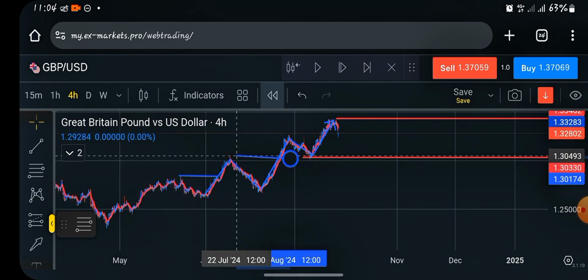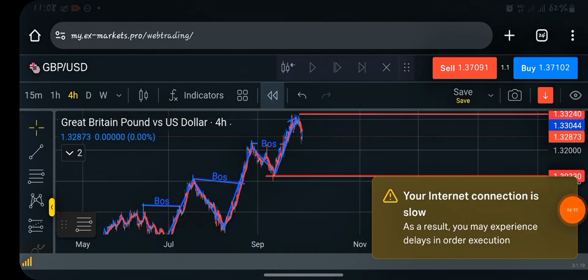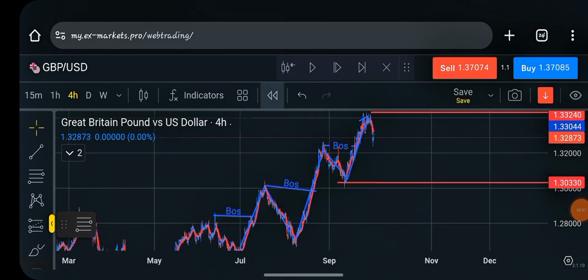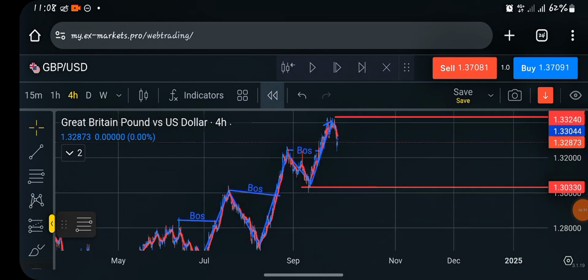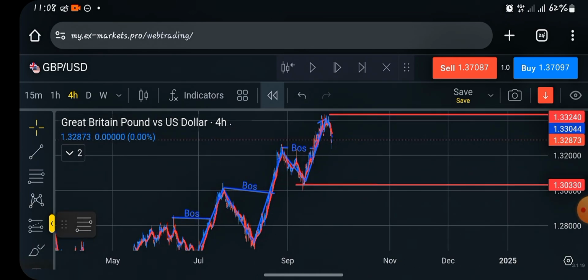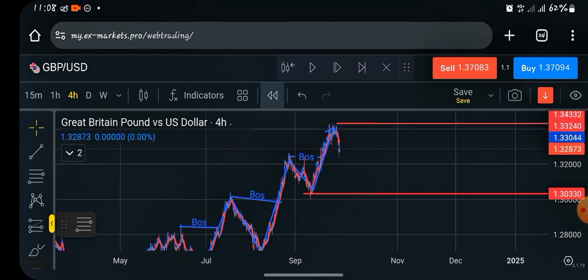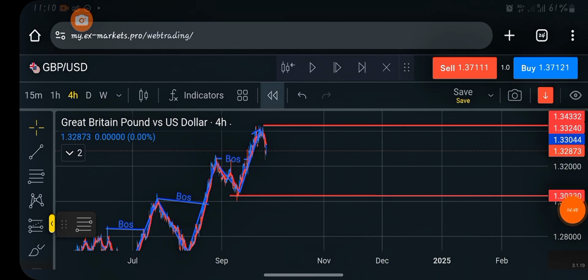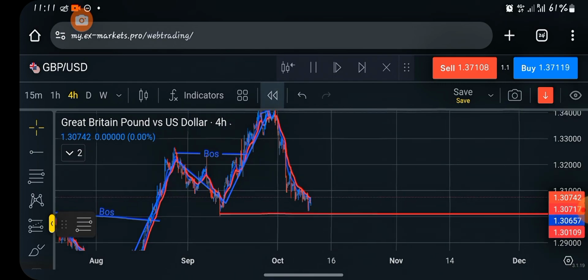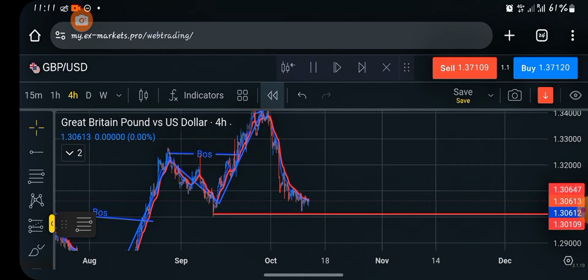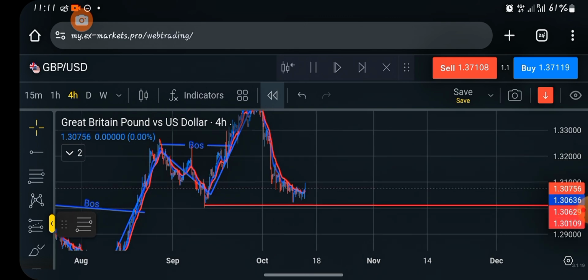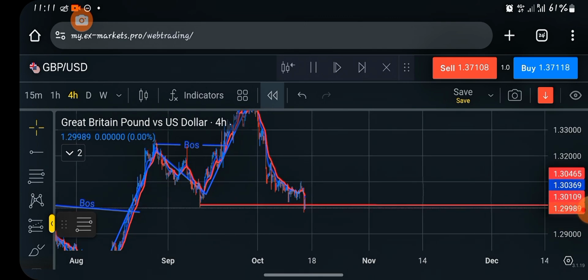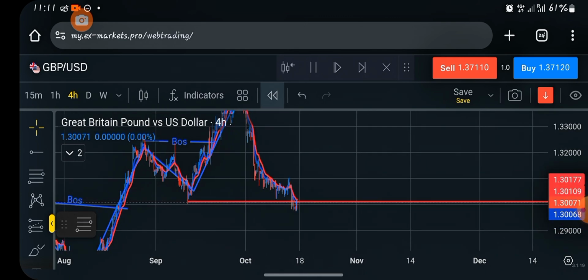Step 4. Watch for change of character. Now, before that BOS happens, you'll often see a change of character. That's when price makes a lower low before the structure breaks. It's your early warning. Like here, price fails to make a higher high and instead drops aggressively. Mark the CHOCH with a red label or text tool. That's your heads up, start watching closely because the trend might flip.